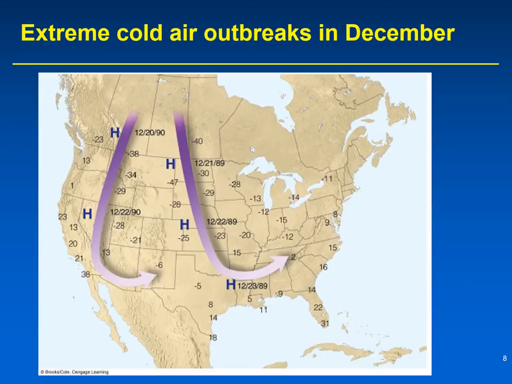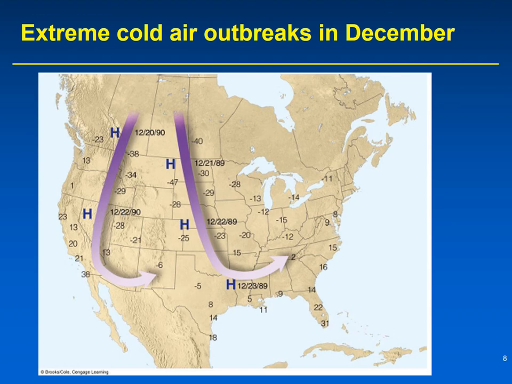Here is a figure from the book, figure 8.4, showing average upper level wind flows, shown by the purple heavy arrows, and surface positions of anticyclones, high pressure systems, associated with two extremely cold outbreaks of Arctic air during December time, one in December of 1990, one in December of 1989. The numbers on the map represent some of the minimum temperatures recorded during this cold snap. So what you see is incredibly low temperatures for much of the country, associated with these two cold air outbreaks.